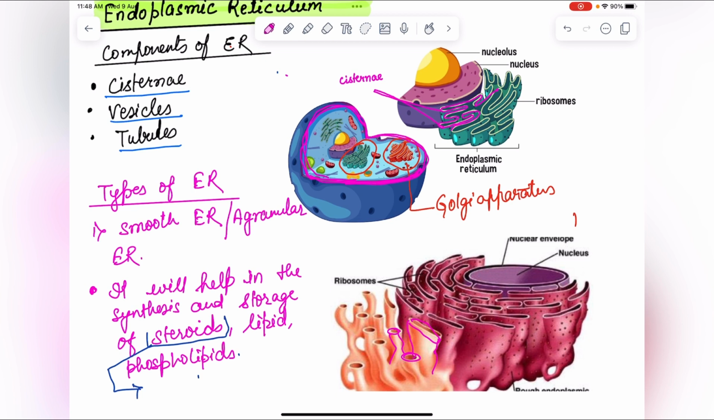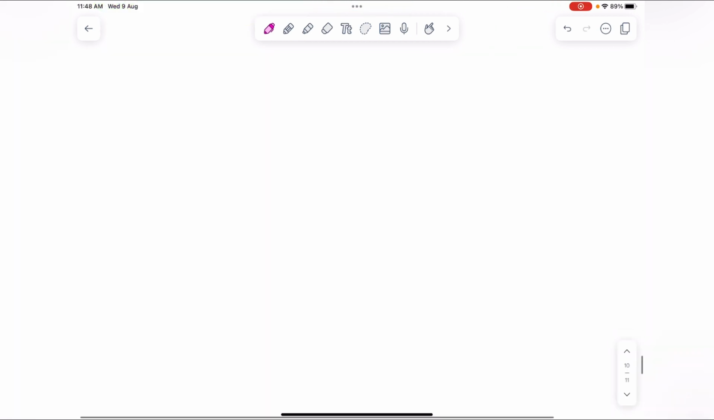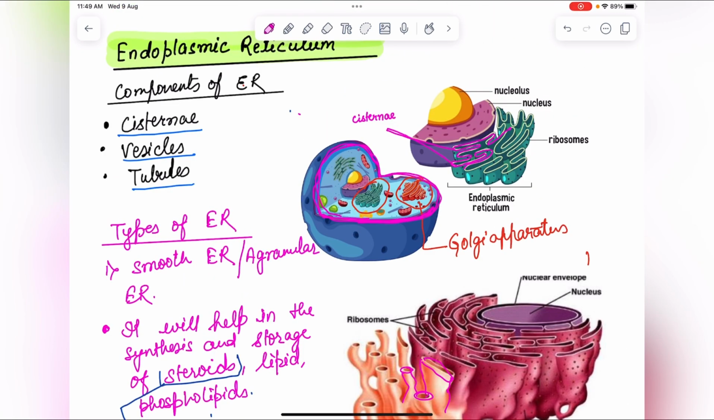Next is the rough endoplasmic reticulum. Why is it called rough endoplasmic reticulum? Because ribosomes are present on its surface. That's why it is called rough endoplasmic reticulum, and it is engaged in protein synthesis.